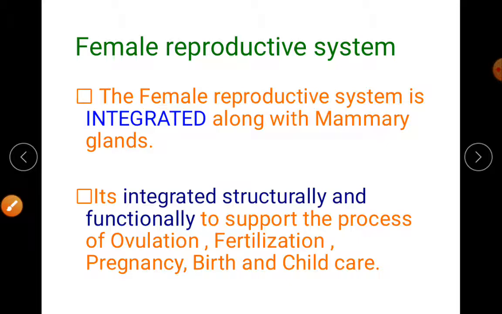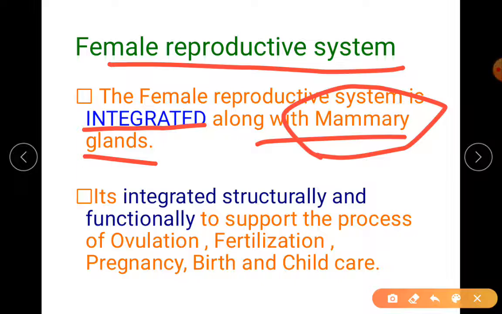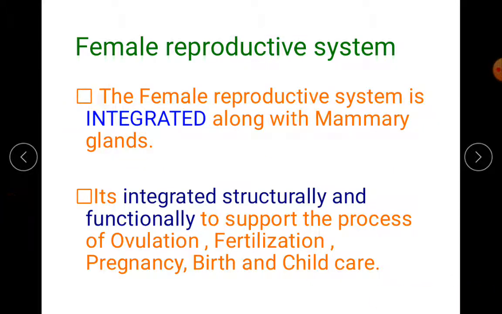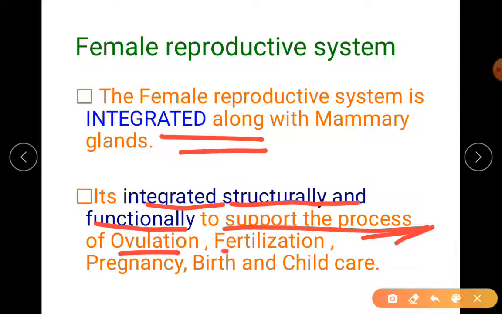Now this female reproductive system is associated or integrated along with mammary glands. In females, mammary gland is the characteristic sexual feature. This is integrated along with your reproductive system. The female reproductive system is integrated along with the mammary glands. So how is it integrated? It is integrated structurally and functionally to support the processes. What kind of processes? Ovulation, fertilization, pregnancy, birth and child care.